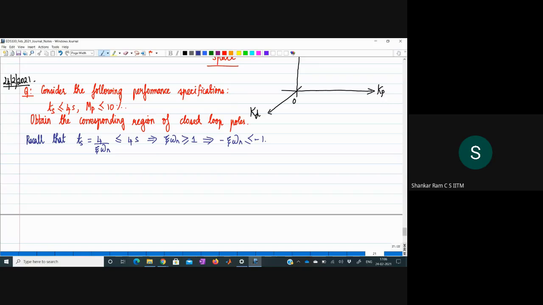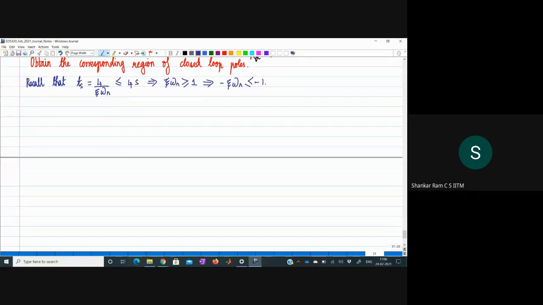Okay, why am I writing like this? Please note that the inequality will be flipped when I multiply the inequality by minus 1 on both sides. So the reason is that, please recall that the poles of the underdamped second order system are minus zeta omega n plus or minus j times omega d, where omega d is nothing but omega n times the square root of 1 minus zeta square, right? These are the two poles of the underdamped system.